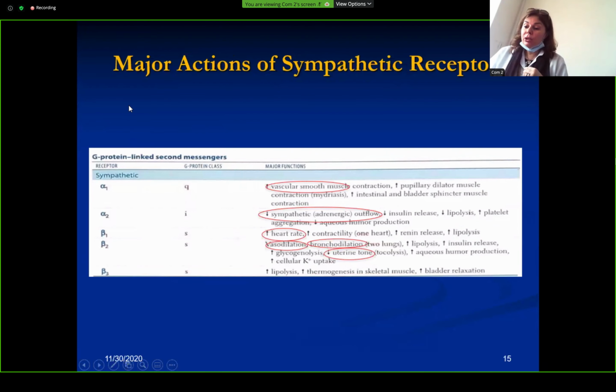Now the major action, this is what you see in red. No one come and ask me, do I need to memorize the whole table? So alpha 1 is Gq, increasing vascular smooth muscle. Gq and Gi is related to what?